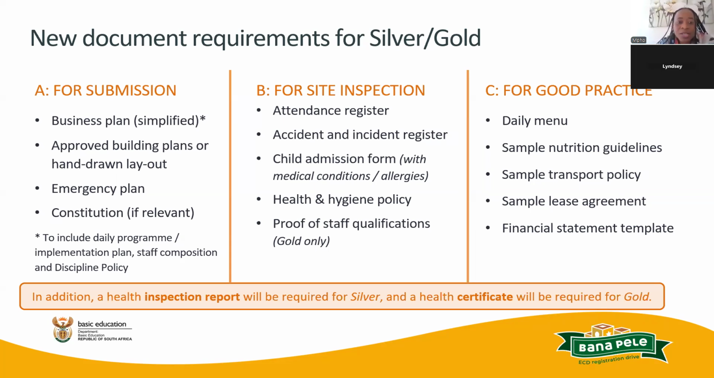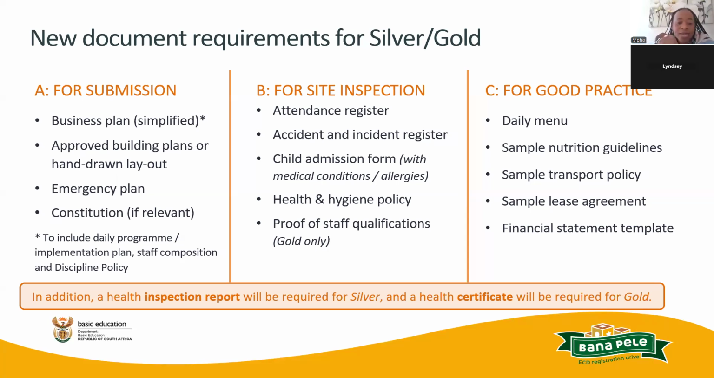So as I've already mentioned, the norms are categorized according to the different levels. So there will be the ones that we need under silver and the ones that we need under gold. But for gold, we'll need the proof of staff qualification. Then for good practice, we'll be looking at the daily menu, your nutrition guidelines, the policies when it comes to transport, the lease agreement if you have them, and also the financial statements that are there.